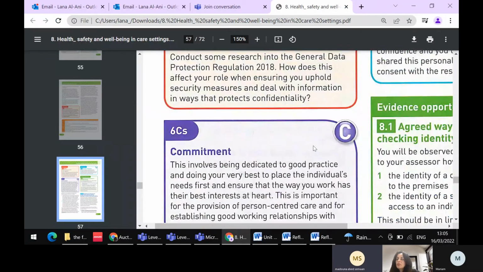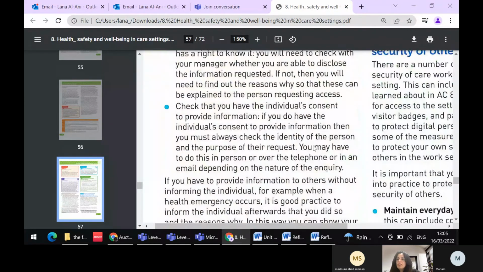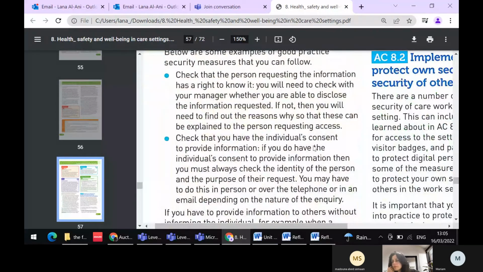So what information would you need? For door safety, you need the right information. You need the person's name. You need to have the right ID with the right picture on. You need to check this with your manager.